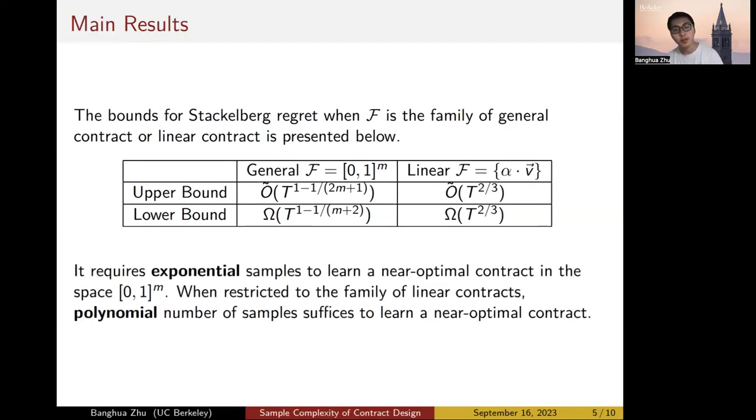And we show that it requires exponential samples to learn a near optimal contract when we have a general contract space. However, when we restrict ourselves to the family of linear contracts, we only need a polynomial number of samples to learn a near optimal contract.